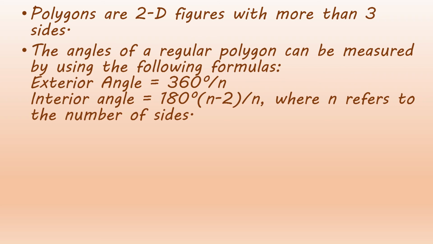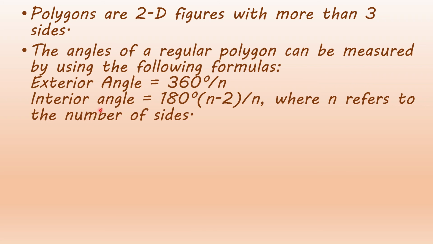Suppose you want to find the exterior angle of a polygon. How can you find it out? The sum of all the exterior angles of a polygon will be 360, so you divide 360 by n. Now what is n? n is the number of sides.